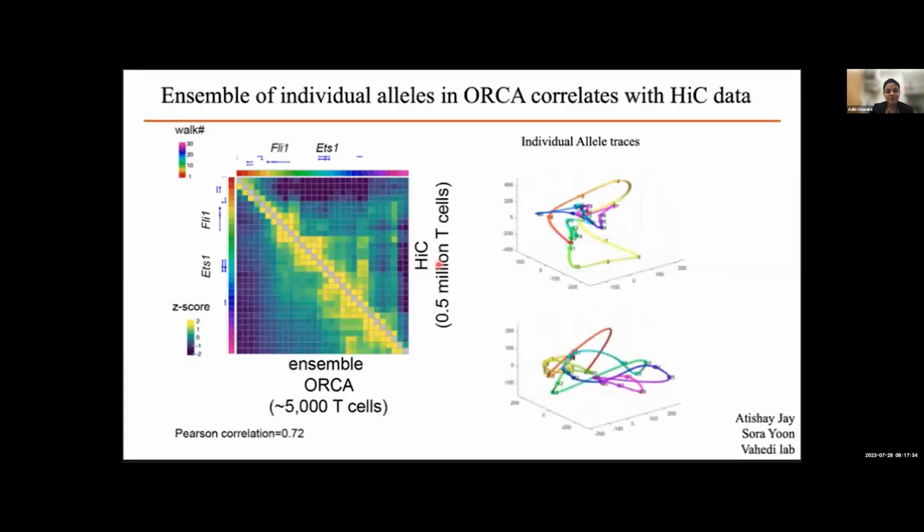This is initial data from our lab where we show a correlation matrix of Hi-C data generated from 0.5 million T cells, and ORCA data generated from only 5,000 similar T cells. As we can see, there is almost 72% correlation between the Hi-C plot and the ORCA data that we have. We can also visualize individual chromatin traces in single alleles, as exemplified here. So this is an ongoing project in our lab, and so far we have very promising results.